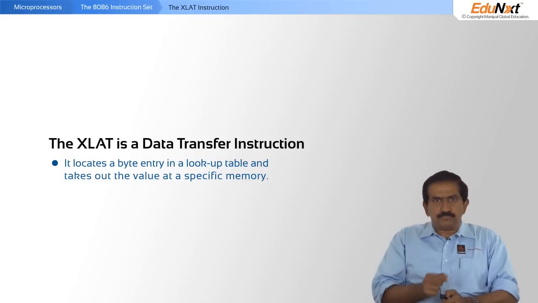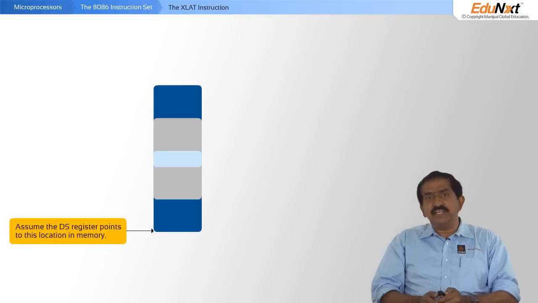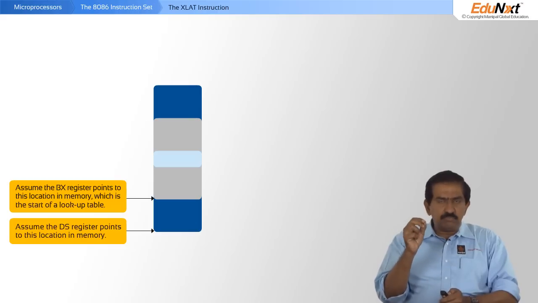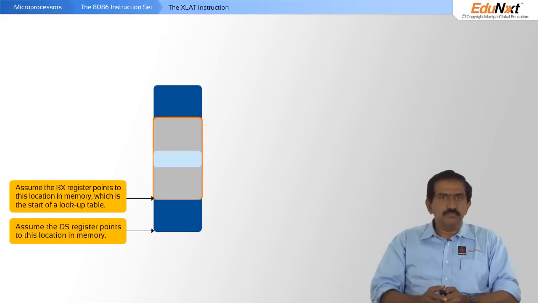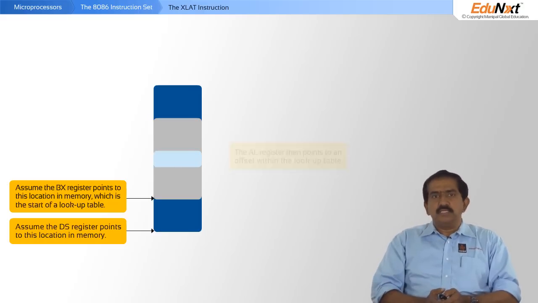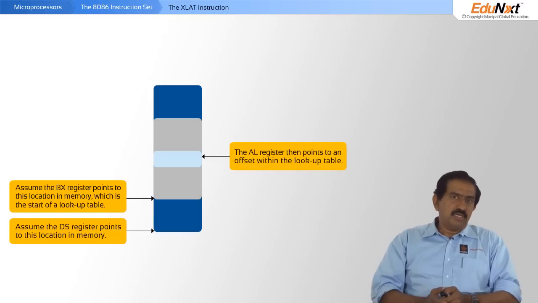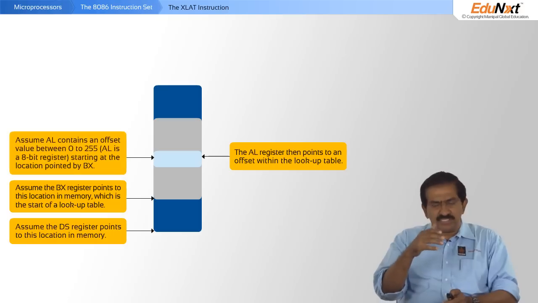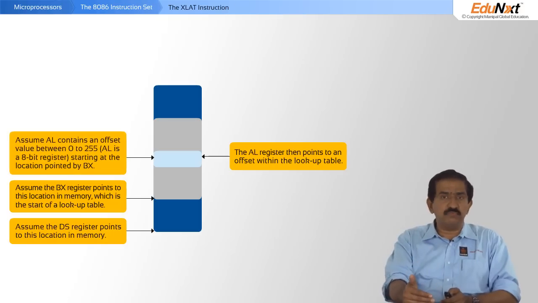How is this done? So let's assume that the data segment points to a certain location in memory, and the BX register points to the start of the lookup table, the bottom of the lookup table. And that lookup table is obviously within the data segment. The AL register then points to an offset within the lookup table. So in this case, the offset can be a value from 0 to 255 because it's an 8-bit register.